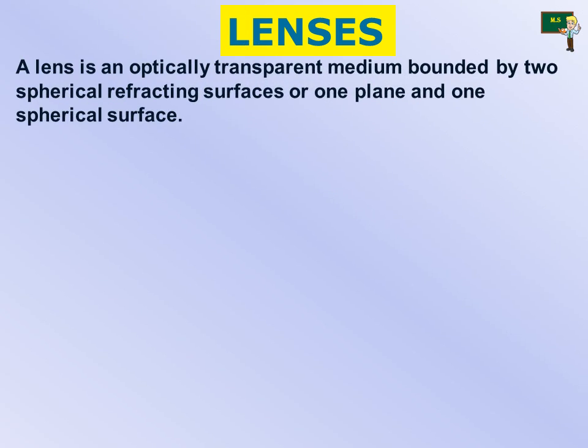Now, let's start the lesson with lenses. A lens is an optically transparent medium bounded by two spherical refracting surfaces or one plane and one spherical surface. See, there are two types of lenses. One is the convex lens and the other one is the concave lens.